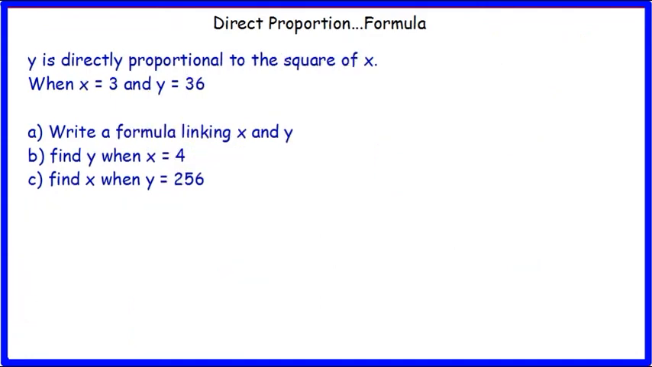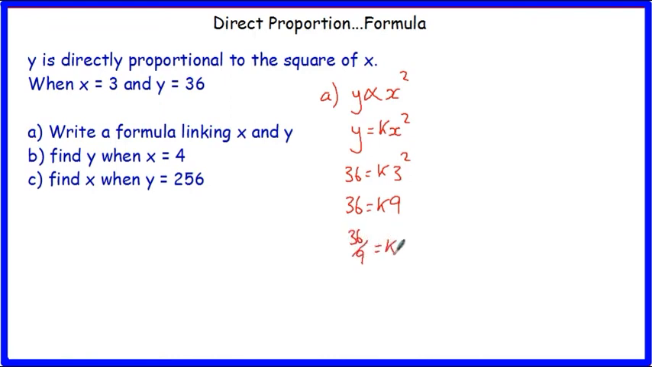Okay, and do it with the formula again, fast with the formula. Y is directly proportional to the square of x. So again, you just start off y is equal to kx squared. You're going to be given two numbers. y is 36, x is 3 squared. 36 is equal to k times 9. 36 divided by 9 is equal to k, so k is equal to 4. And you substitute that back in. So y is equal to 4x squared.